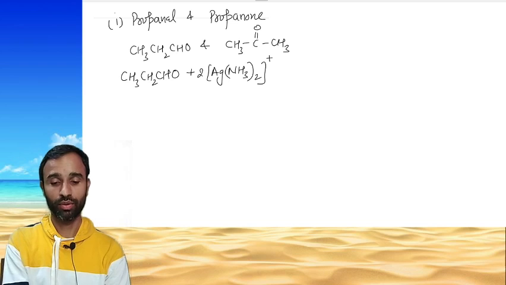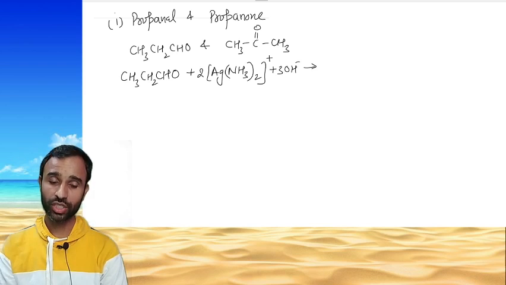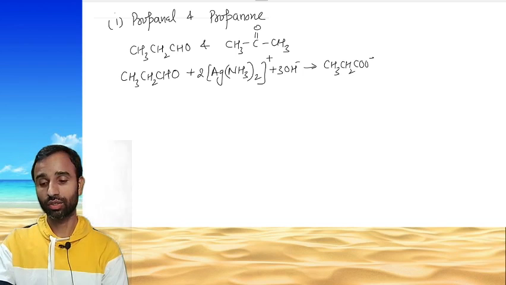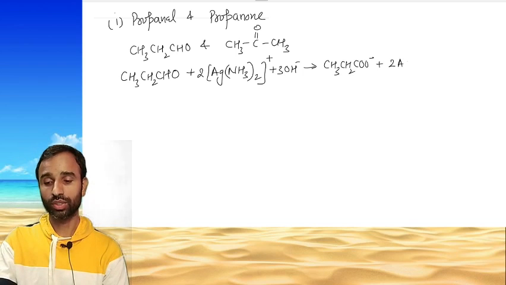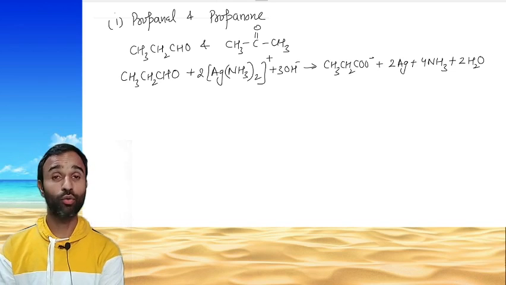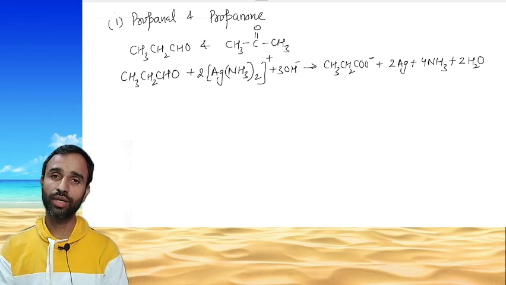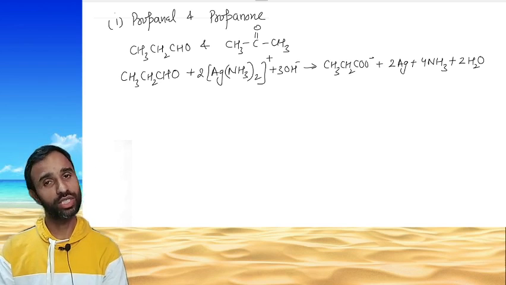Propanal will give the silver mirror test. The aldehyde is oxidized, and along with silver we get 4NH3 plus 2H2O. But propanone will not give this test. So done. The Tollens reagent test will distinguish them.